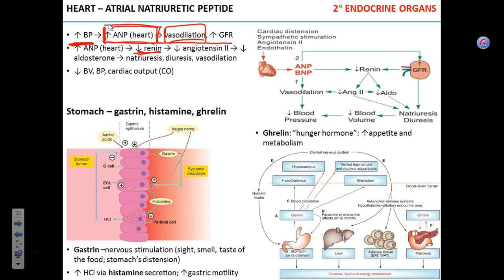Another effect, renin production goes down. Remember the renin, angiotensin, aldosterone system? Renin goes down, aldosterone goes down, eventually, after angiotensin. When aldosterone goes down, what is the ion that aldosterone retains?